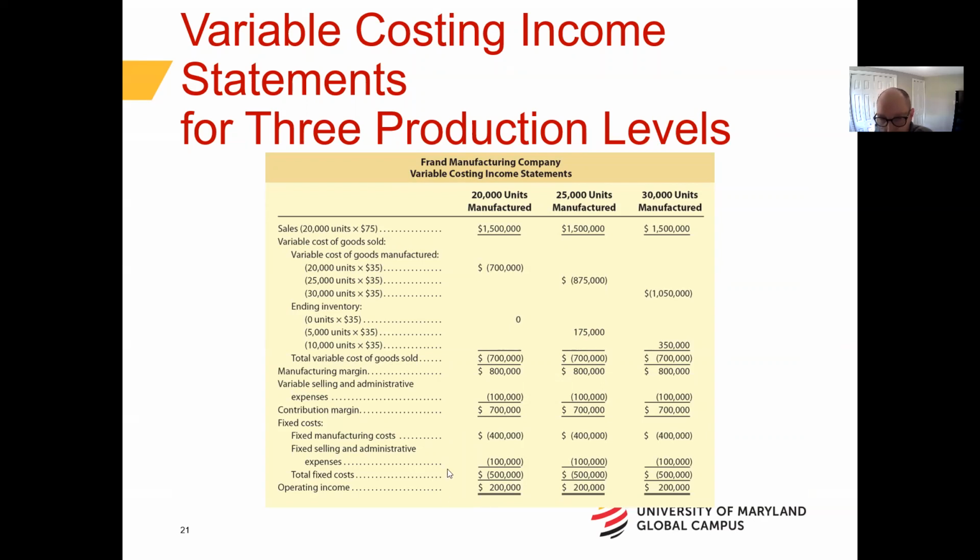Because remember, the key difference between proposal 1 and proposal 2 under the variable costing model is the fact that we have fixed costs separated from the variable costs, and the fixed costs are expensed out as period costs. That's why there's such a big difference.